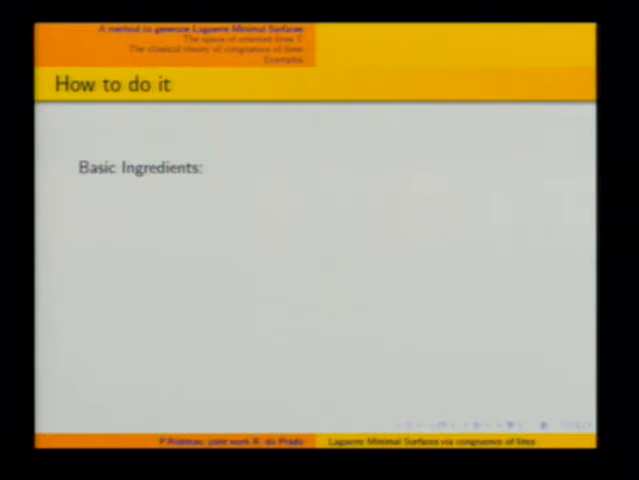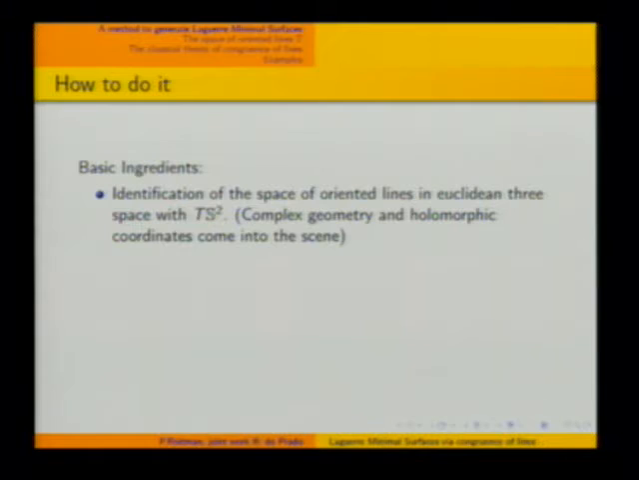Okay, so how are we going to do this? There are two basic ingredients. The first one is we're going to look at the space of oriented lines in Euclidean space as the tangent bundle of the unit sphere, right? And then we can use a little bit of complex geometry, and holomorphic coordinates will help us in this work. And the other ingredient is just the classical theory of congruence of lines. And I'll give a quick review of that here.